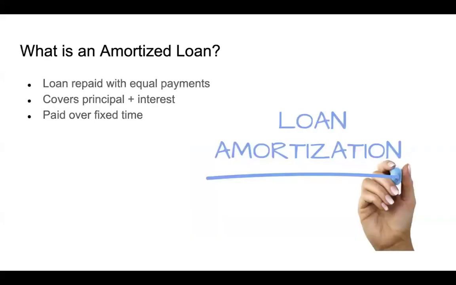What is an amortized loan? An amortized loan is one where you make equal payments over a period of time, and those payments go toward both the interest and the principal. Over time, the loan balance decreases until it's paid off completely. This structure is common in mortgages, car loans, and student loans.